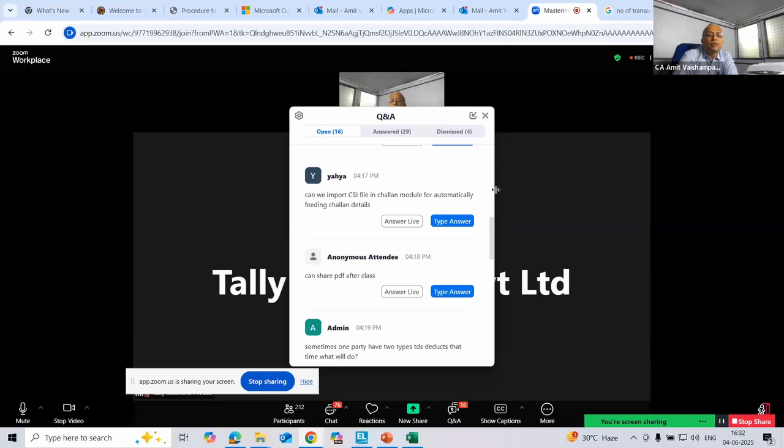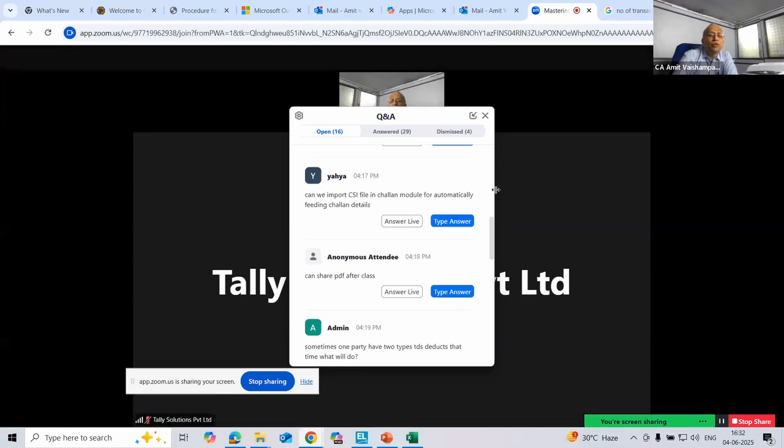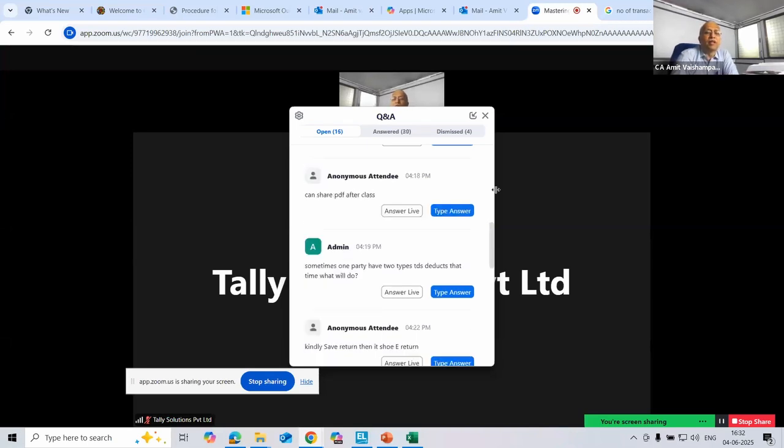Can we import CSI file in Challan module for automatically feeding Challan details? As of now, whether Tally gives an import facility for Challan details and Challan number, I'm not aware. But there are TDLs available for this. But Challan details, I normally prefer entering manually. If you really have multiple challans it may be different, but here typically it allows you only one challan in a month. So one challan will be manually cheaper rather than going for a TDL. Can share PDF after class? Yes, I can share. I'm sharing it anyways.